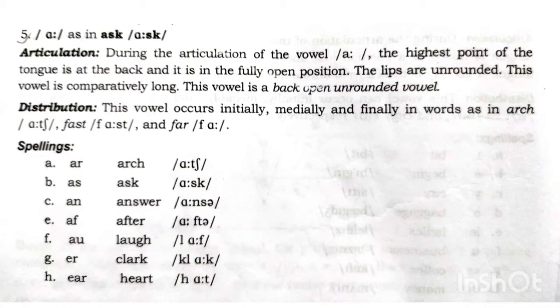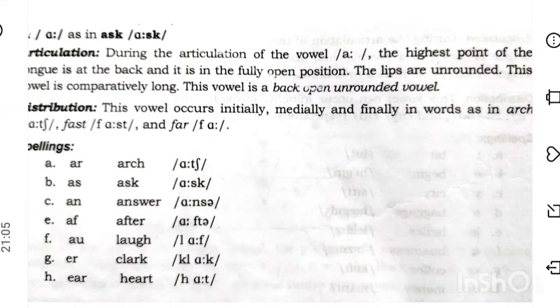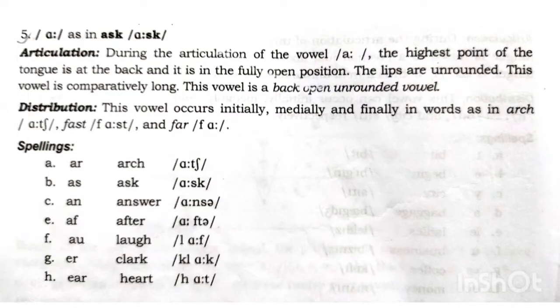This vowel is comparatively long. You can tell from the two dots, the symbol like a colon. It's a long vowel. This vowel is a back, open, unrounded vowel. This is how you describe a vowel in terms of the three-term label. Back, that is the position of the tongue is at the back. Open, the height to which the tongue is raised, and unrounded, the position of the lips.